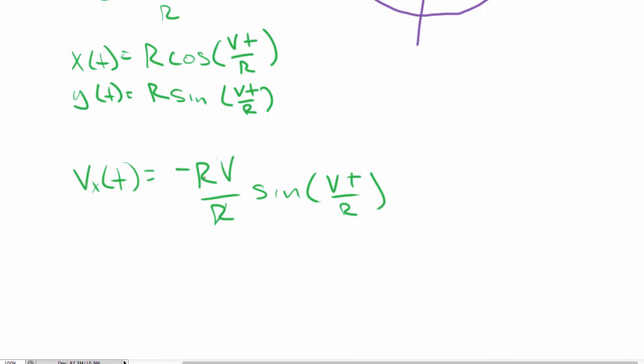All right, so the r's cancel, and so our velocity in the x direction is just the speed times the sine of the speed times t over r. Similarly, for the y direction, I get minus v times cosine. Sorry, not minus.